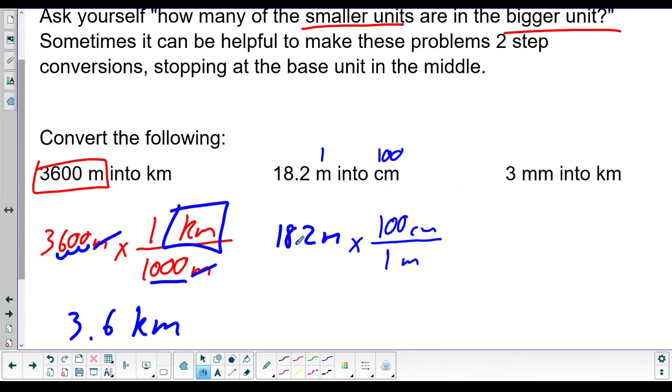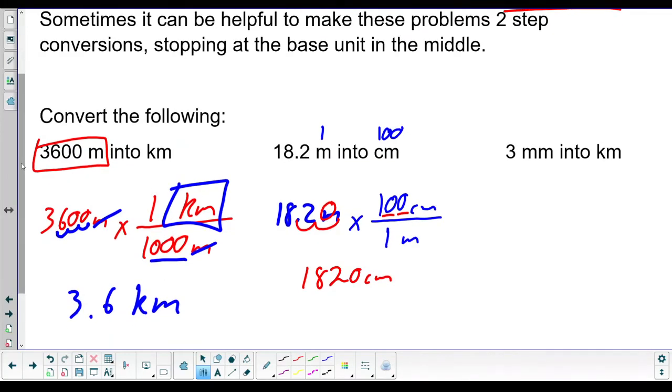So again, we're going to just move our decimal however many times equal to the number of zeros in the thing we're multiplying by. Because there are 2 zeros, we're going to move our decimal 2 places. So we go 1, and you go, oh, I ran out of numbers. Just throw a 0 on there. So there are 1,820 centimeters in 18.2 meters.